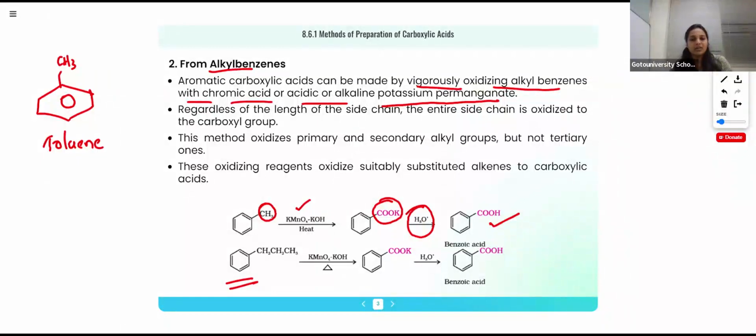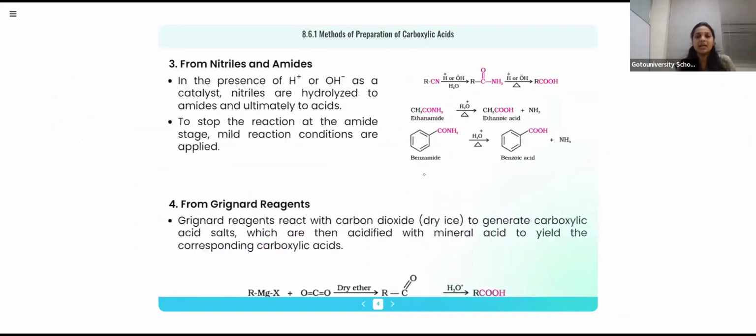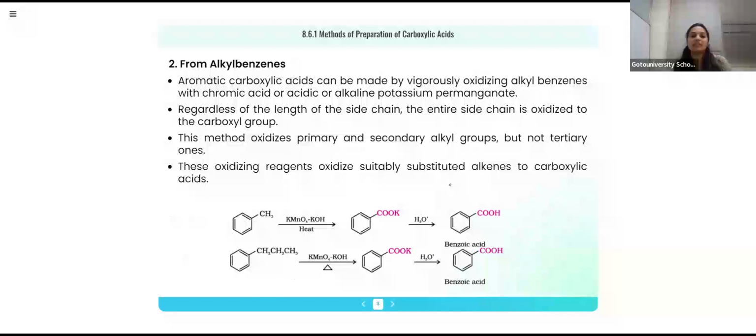Next one, if you take ethyl benzene, the same reaction happens. Got it? Anyway, alkyl benzenes can be converted into the corresponding acid by treating with potassium permanganate, and heating is also required. Okay, so this is the second preparation method.